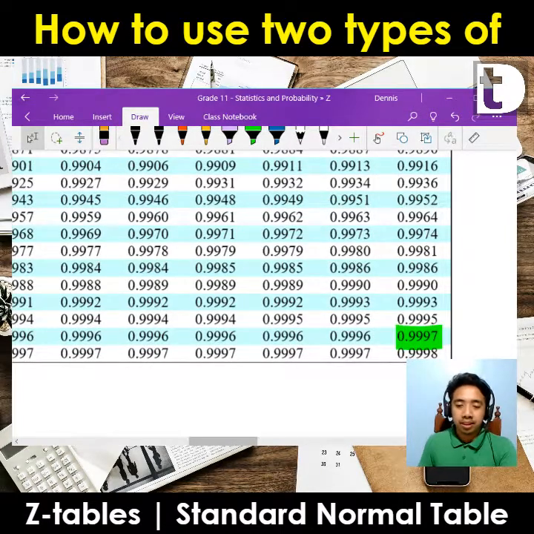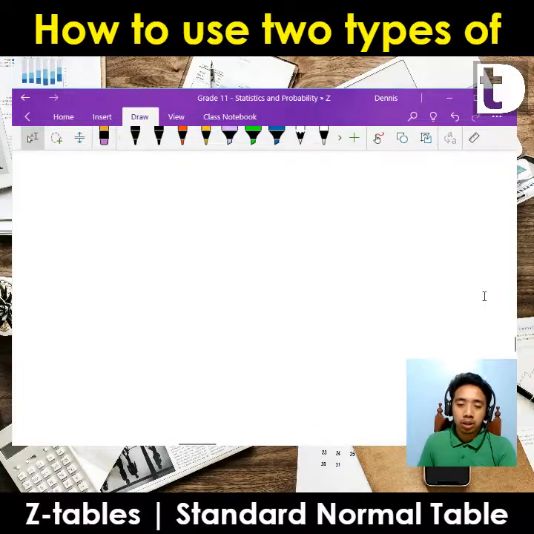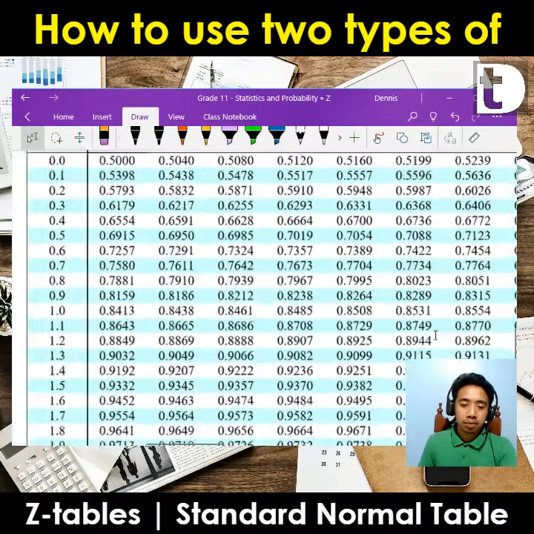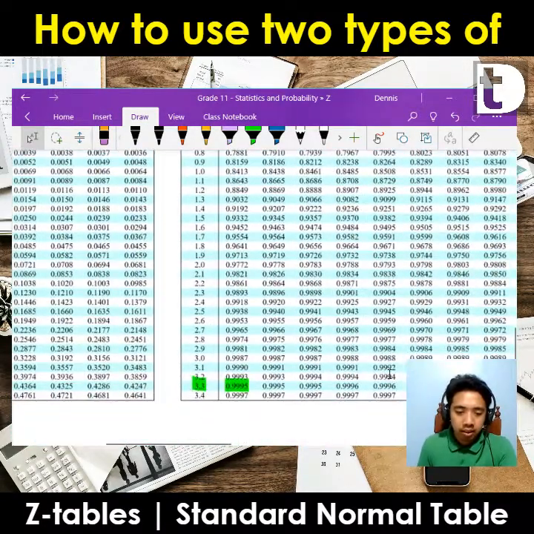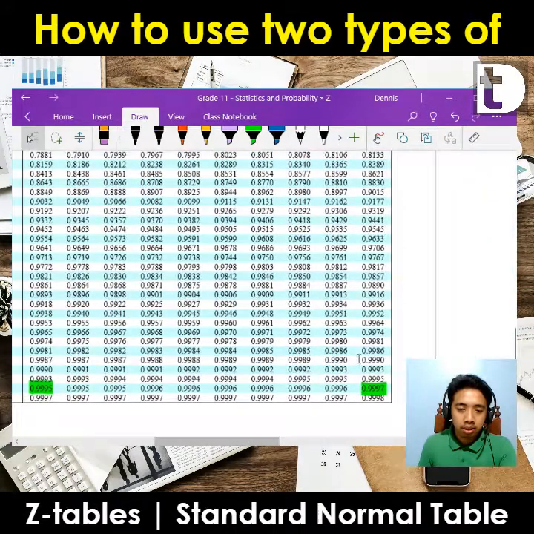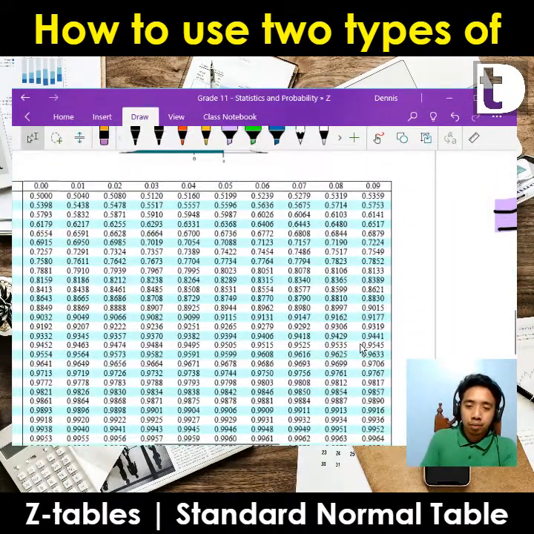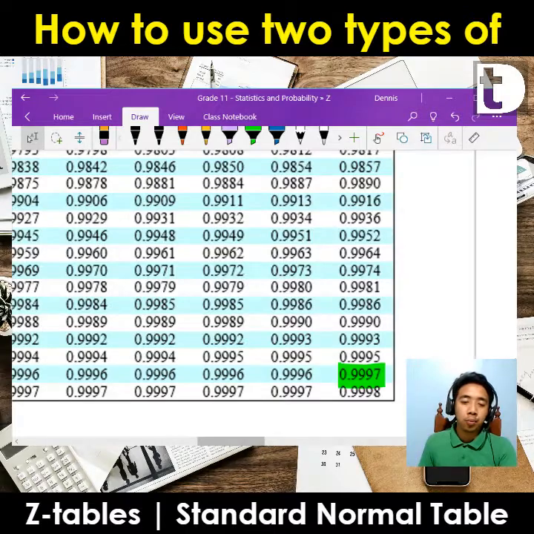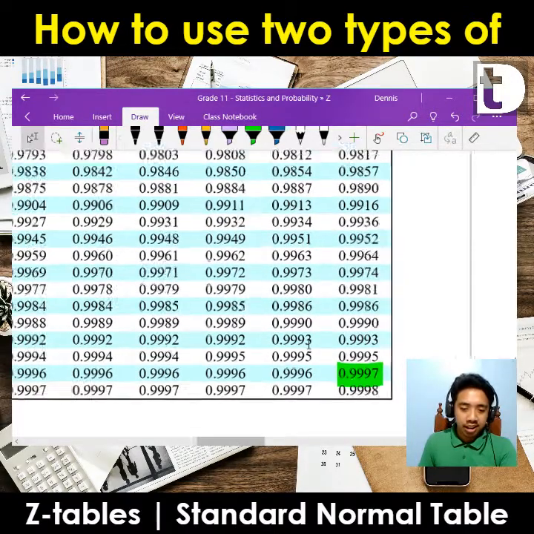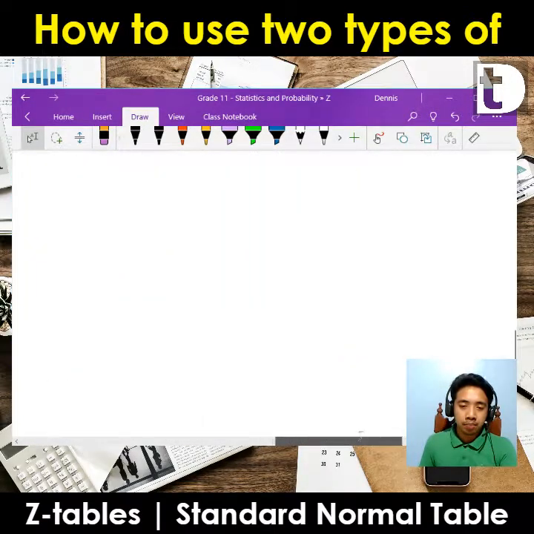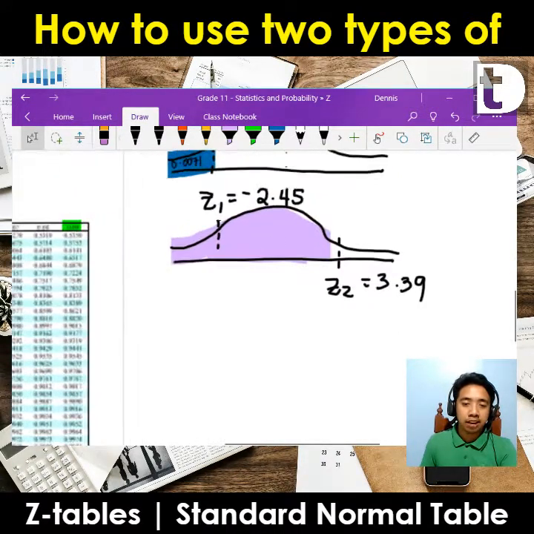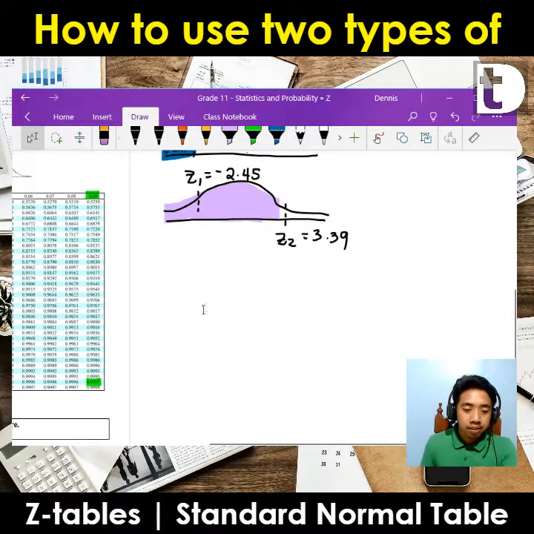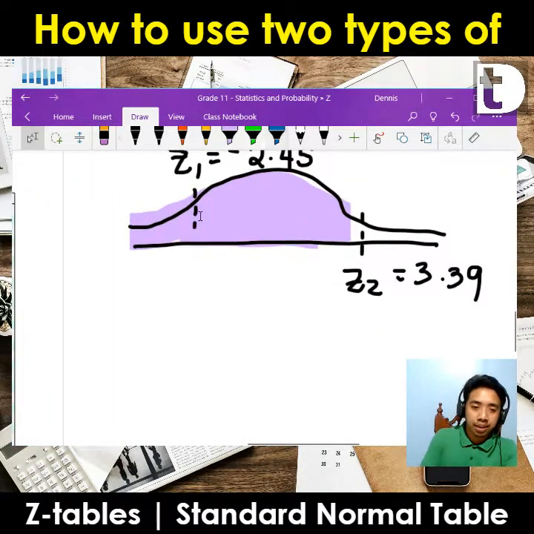0.997. Let's check whether we got it correctly. 3.3, that blue corner, and 0.09 indeed. So 0.09, go to the bottom, and it's 0.997. So the area that we got, the purple area, where is my drawing now? That purple area for 3.39 is 0.997.